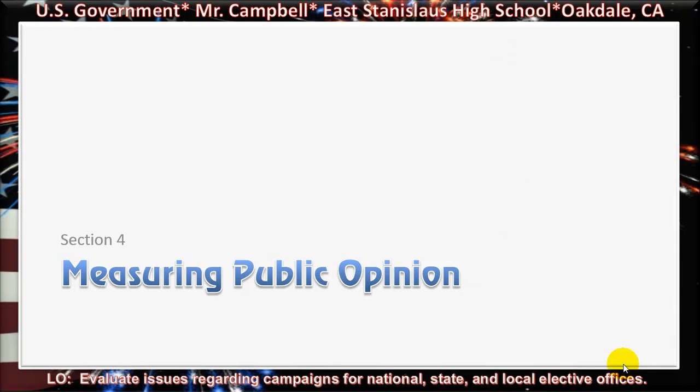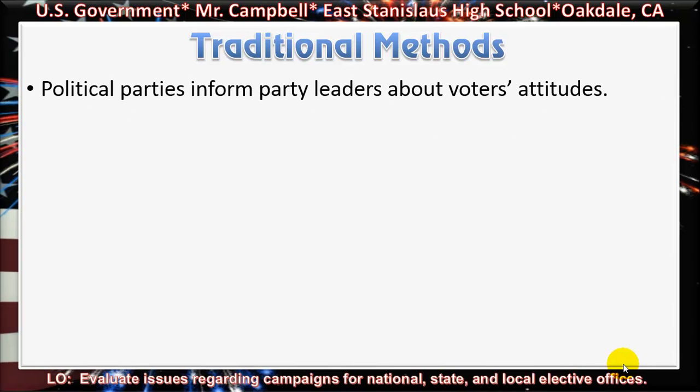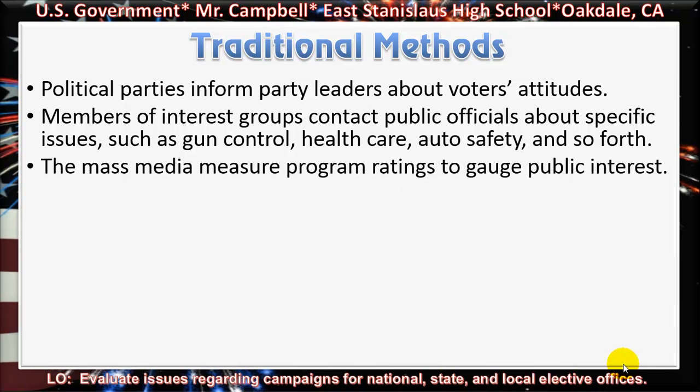Section 4, measuring public opinion. The traditional methods. Political parties inform party leaders about voters' attitudes. Members of interest groups contact public officials about specific issues such as gun control, health care, auto safety, and so forth. The mass media measure program ratings to gauge public interest.